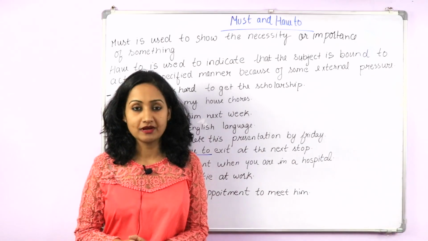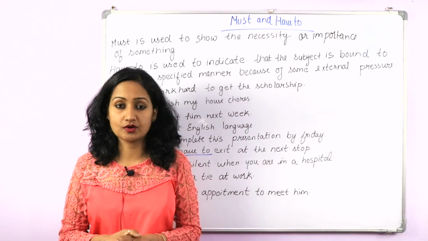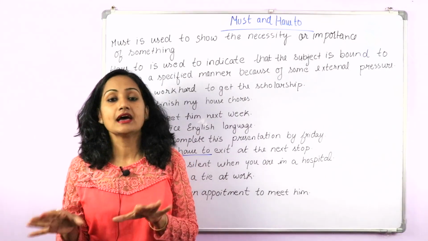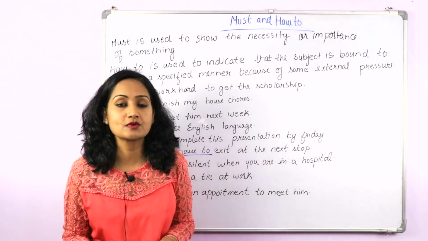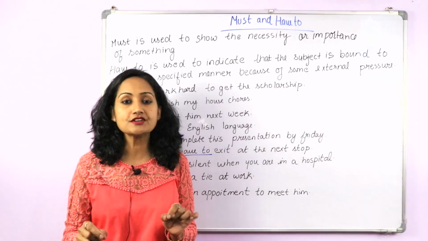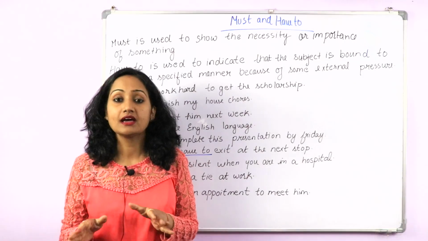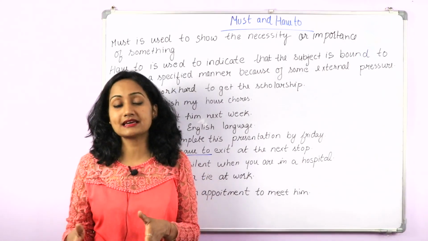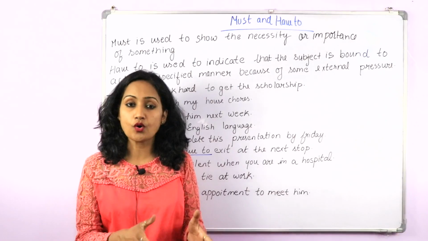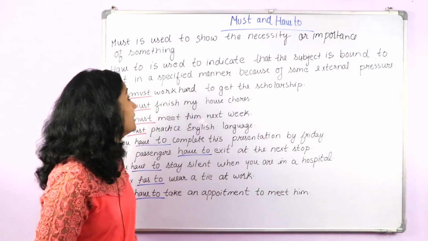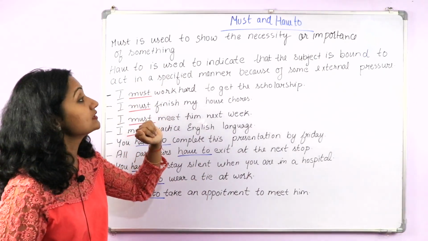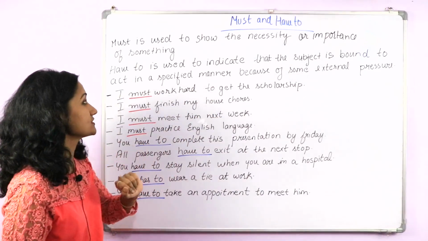Must is a modal verb and have to is a semi-modal verb. They both have similar meaning and they both are used to express an obligation. The difference is that must highlights a personal obligation and have to highlights an external obligation, a law or a rule. Must is used to show the necessity or importance of something.